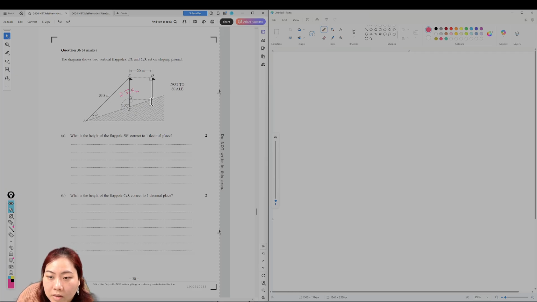Now, what is the height of CD? Okay, first of all, I need to find the length of this. If I can find the length of BX, then I can find the rest XE, because I could just minus it from 25.4. And I'm going to use this right angle triangle to help me.